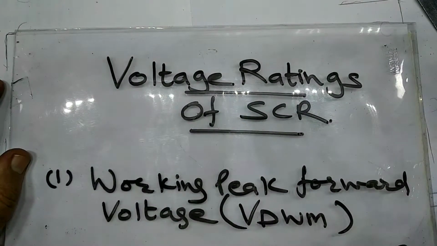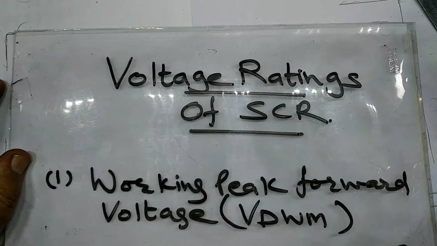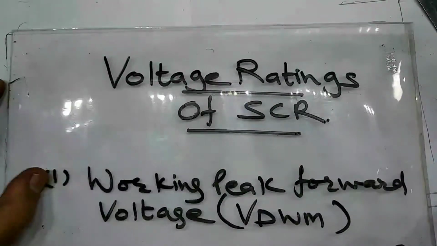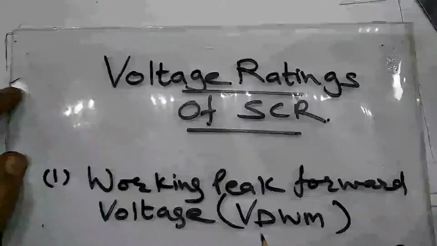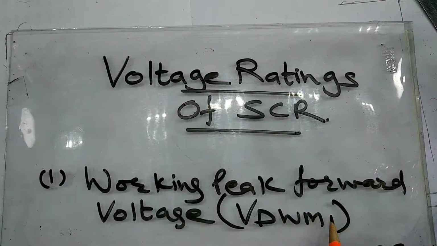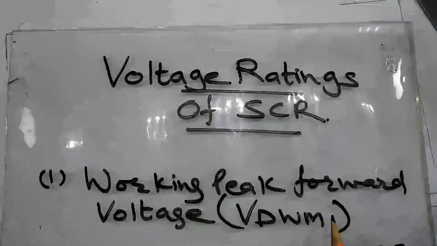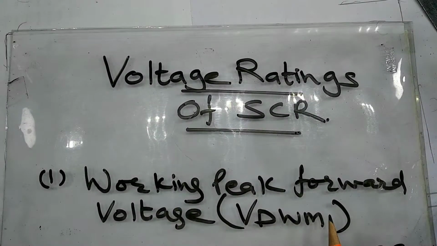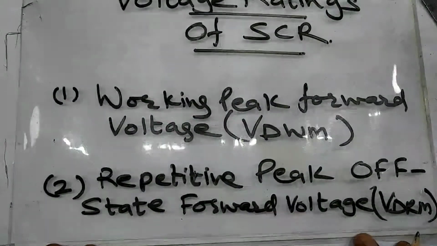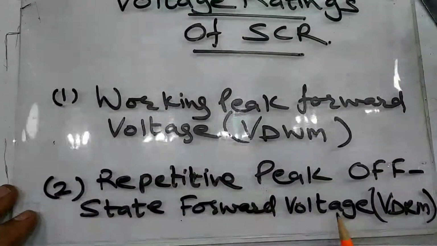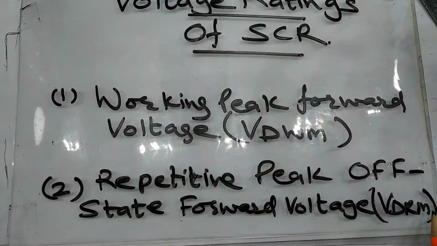Good morning, students. Let us now see the voltage ratings of SCR. First one is working peak forward voltage VDWM. The maximum voltage which the device can withstand in forward blocking mode is called working peak forward voltage VDWM. Second is repetitive peak off state forward voltage VDRM. This is the repetitive peak transient voltage that a thyristor can withstand in off state in forward bias condition.